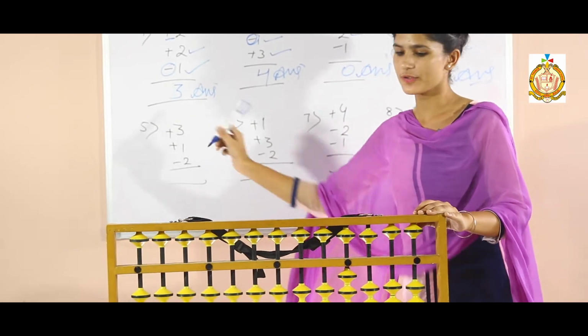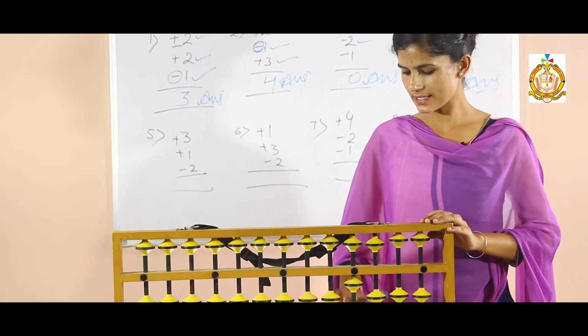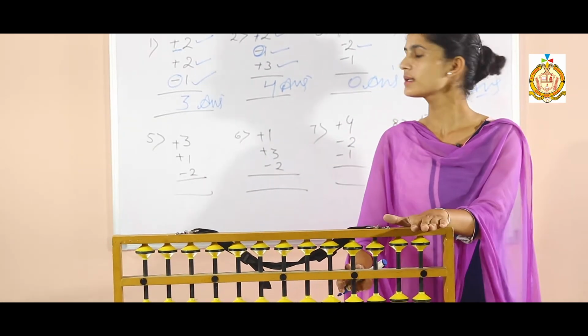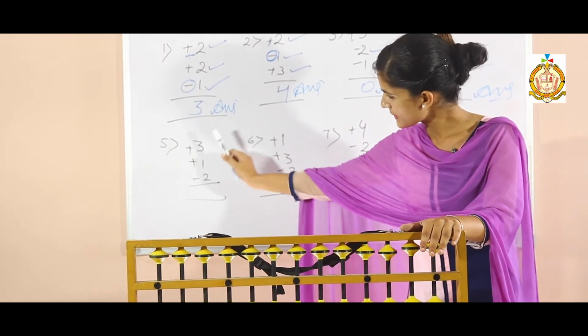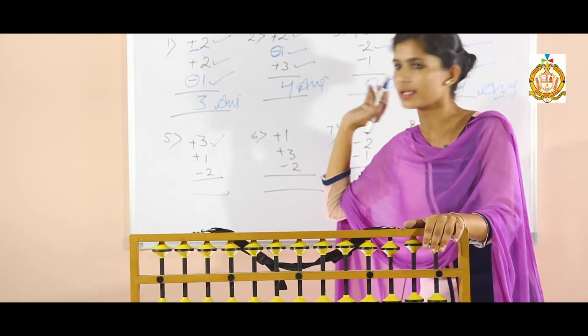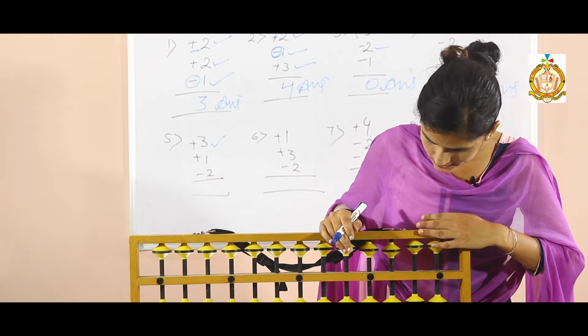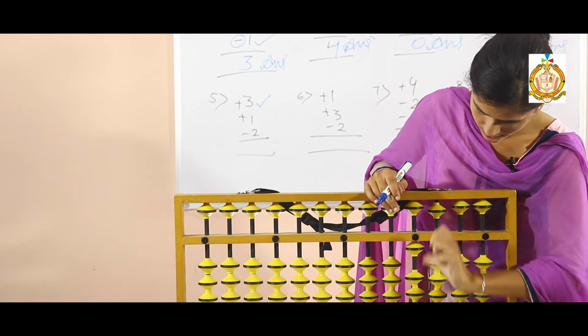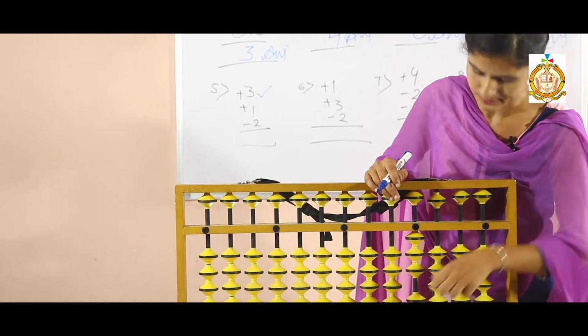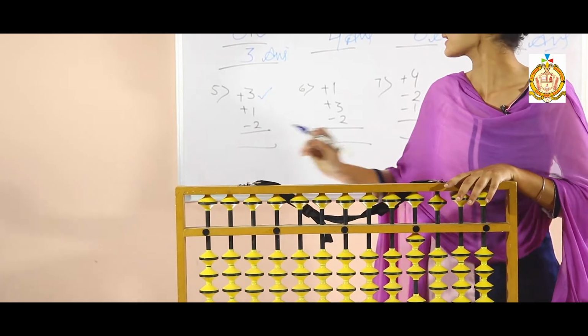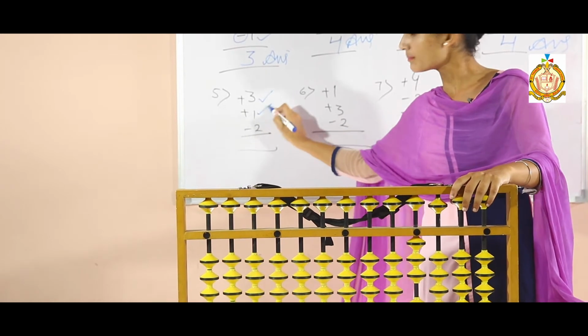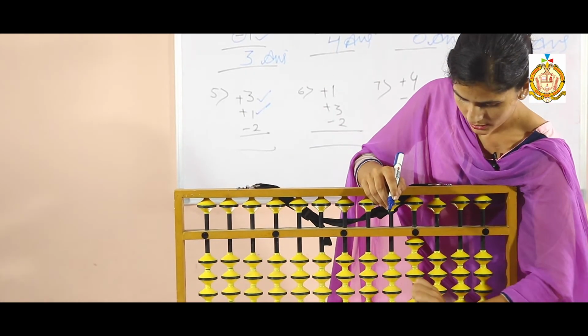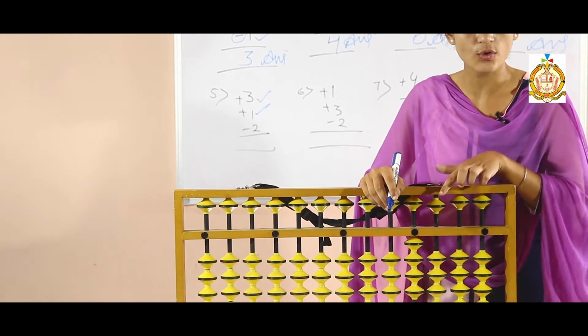Okay. Now your fifth sum. Clear the abacus scale? Yes, it is clear. Now look at your fifth sum. Now firstly add 3. So we are going to add 3. 1, 2, 3. 3 we have to add. 1, 2, 3. 3 is added in the abacus? Yes. Now add 1. Add 1. Yes. Now 4 is added.